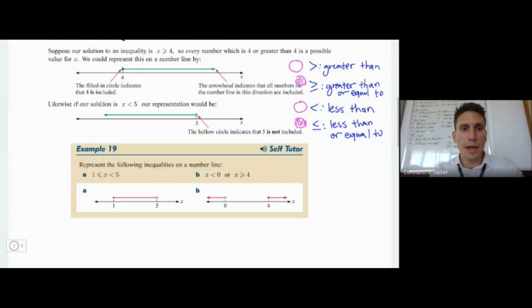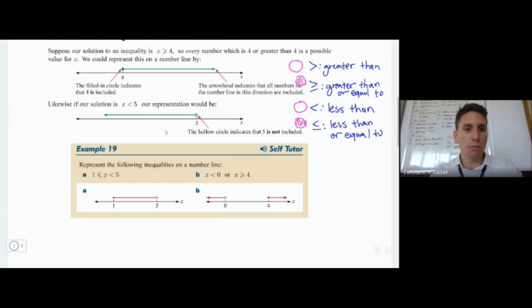Now, if you have x is less than 5, you need a hollow circle because it's less than, it doesn't have a little line underneath. And then you want the arrow to be pointing to the left, same as the inequality here, which says basically we've got all possible solutions. We start from 5, but we don't include the 5. And we have everything going to the left of 5. That's pretty much it with a basic inequality.